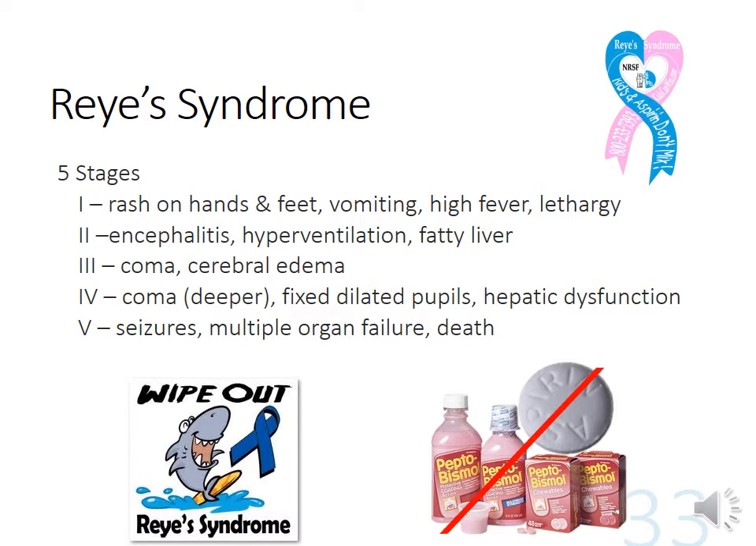So things are starting to get worse. You get this hyperventilation, this fatty liver that can occur, and eventually things like cerebral edema, seizures, multiple organ failure. So again, you want to avoid this as much as possible. So usually less than 16, I just don't even recommend aspirin across the board.